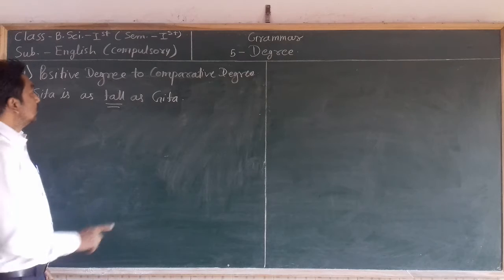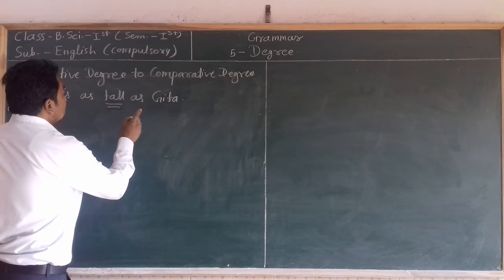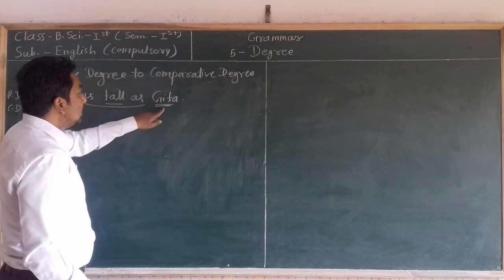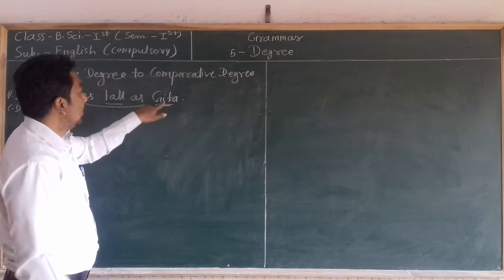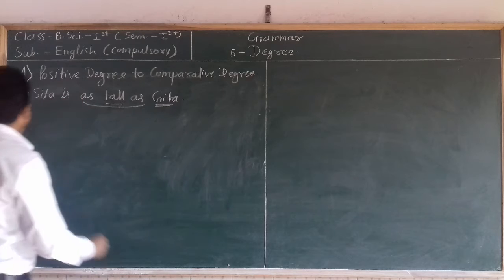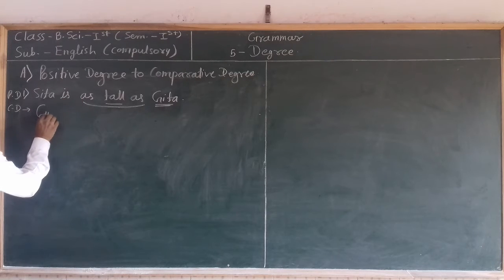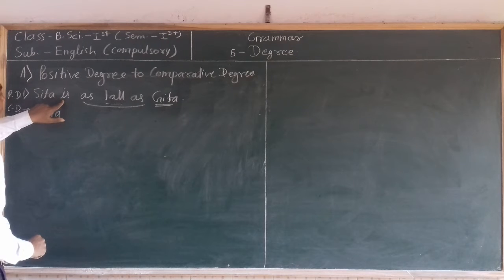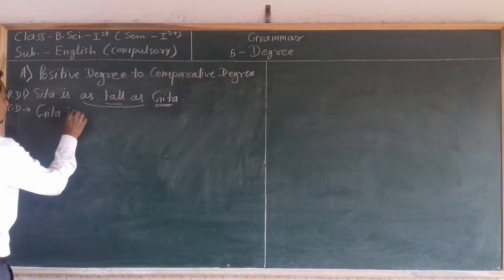So first, see what is given after as. There is given the object Geeta. Take this object as the subject in comparative degree. Then take the to be form or helping verb as it is.